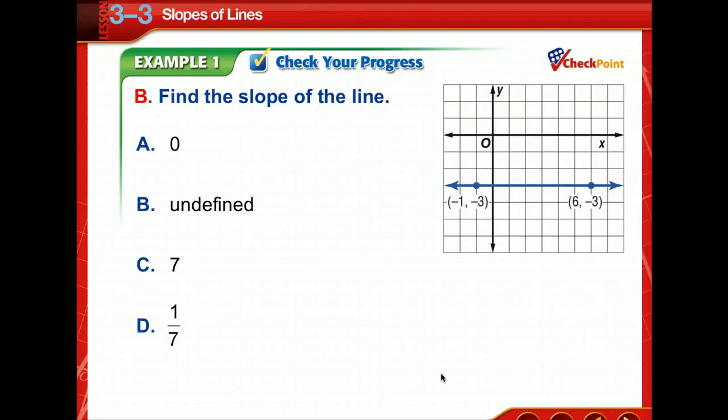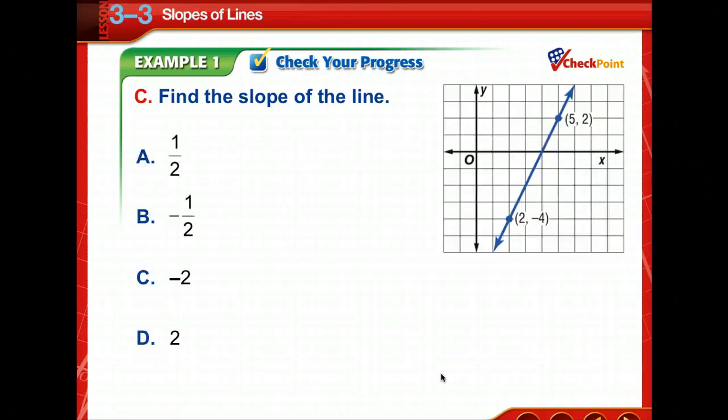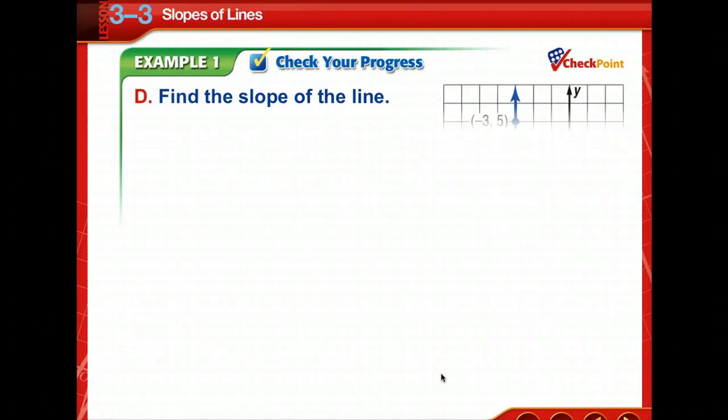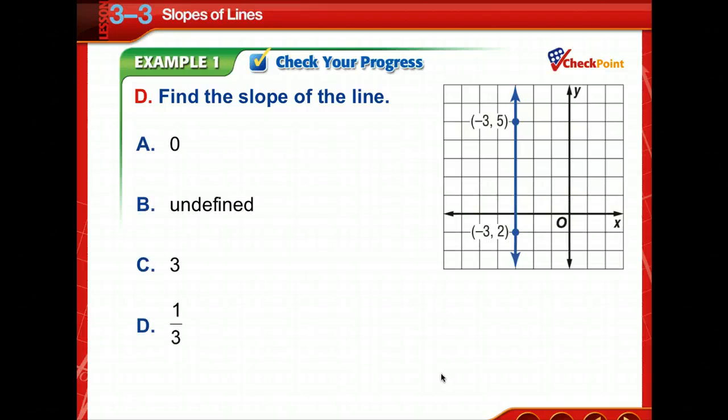Do you really need to do the work? We know a horizontal line has a slope of 0. How about this one? It has a slope of +2. And finally this one. If you remember from the video, when you have a vertical line, it is undefined. Excellent.